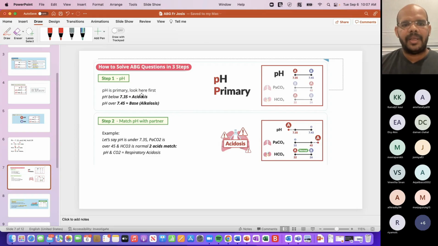pH is primary. Look here first. pH below 7.35 is acidosis. You know that. pH over 7.45 is alkalosis. That is the first thing you will decide. Second, match pH with the partner. That is what we did now. Let's say pH is under 7.35, so PCO2 is over 45 and HCO3 is normal.